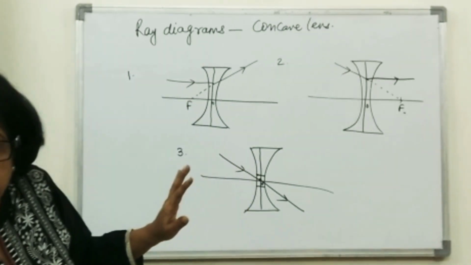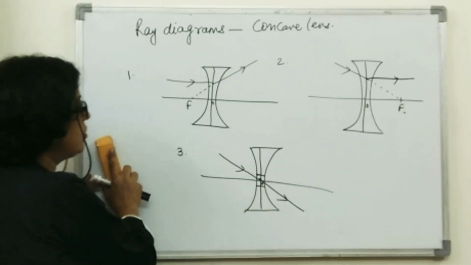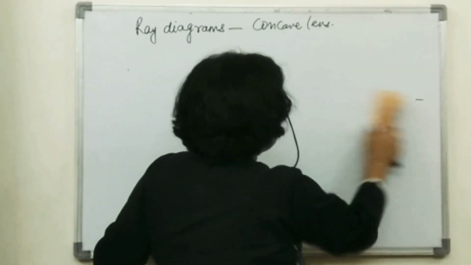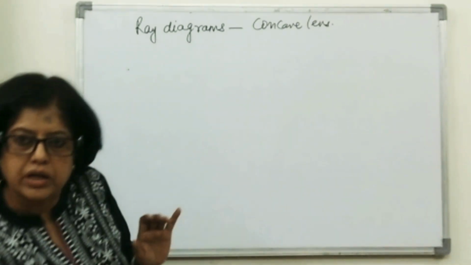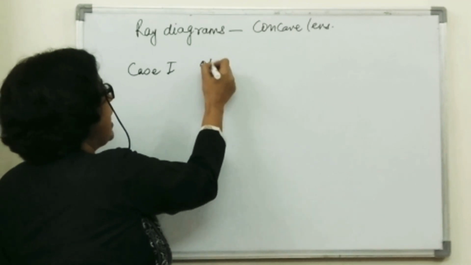Out of these three rays, we can choose any two for drawing our ray diagrams. Now let's start with the ray diagrams. For a concave lens, there are only two ray diagrams to be drawn. Case 1, we'll take the object at infinity.